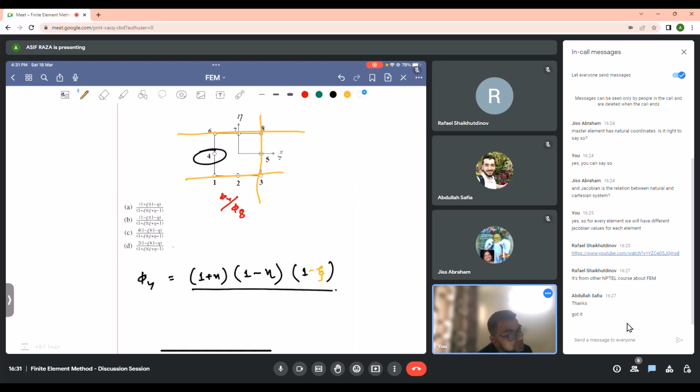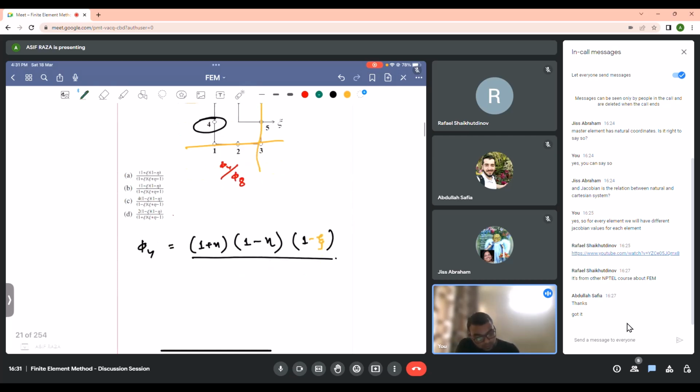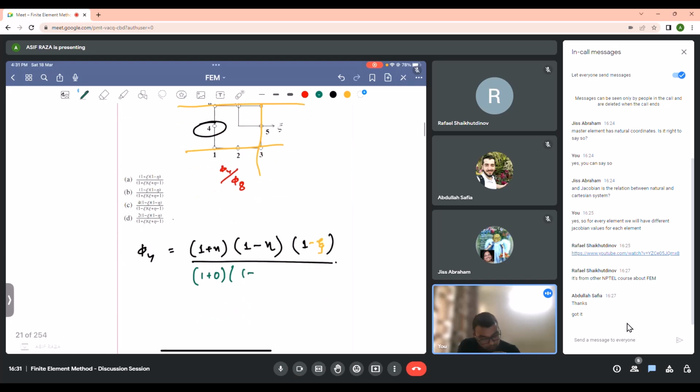So, okay, this will be equal to what? 1 plus eta is 0. This is 0, and 1 minus xi and xi plus 1. This will give me, just a minute. Give me just a minute.